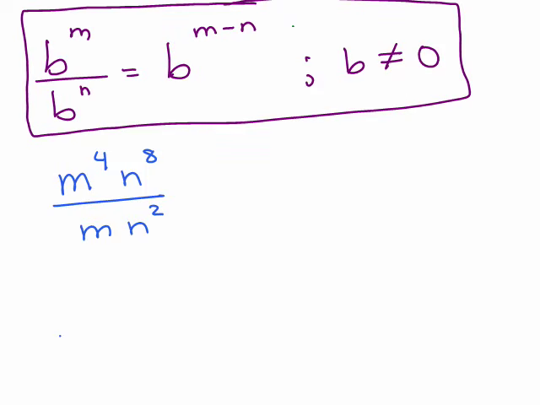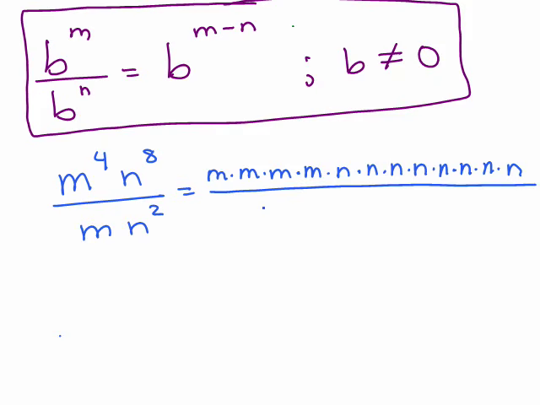Okay, let's try this one. Again, we could write this all out and we'd have 4 m's, 8 n's in the numerator. And I've got 1 m and 2 n's in the denominator. So you can only cancel out exactly the same thing. That m and m, that n cancels with this one. So you see how I'm going to have 1's in the denominator. So what I end up with here is m cubed over 1, 2, 3, 4, 5, 6 n's, right?